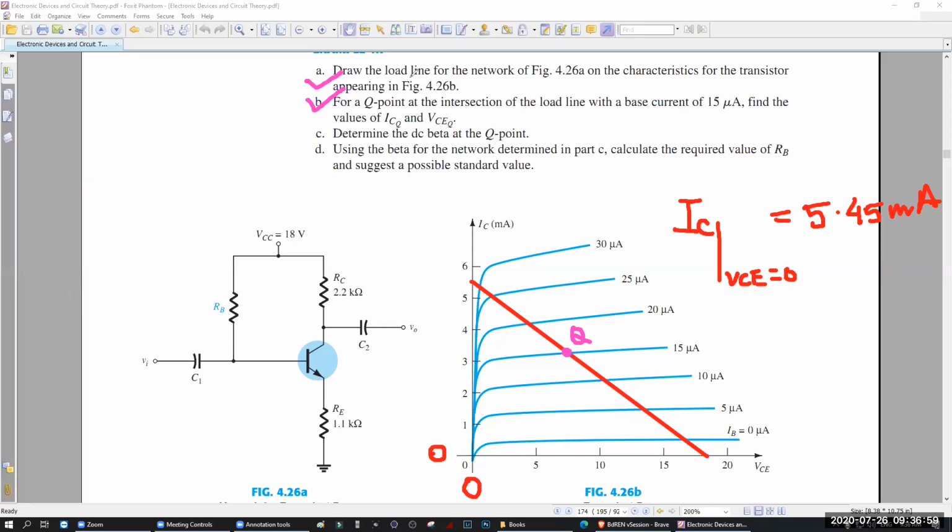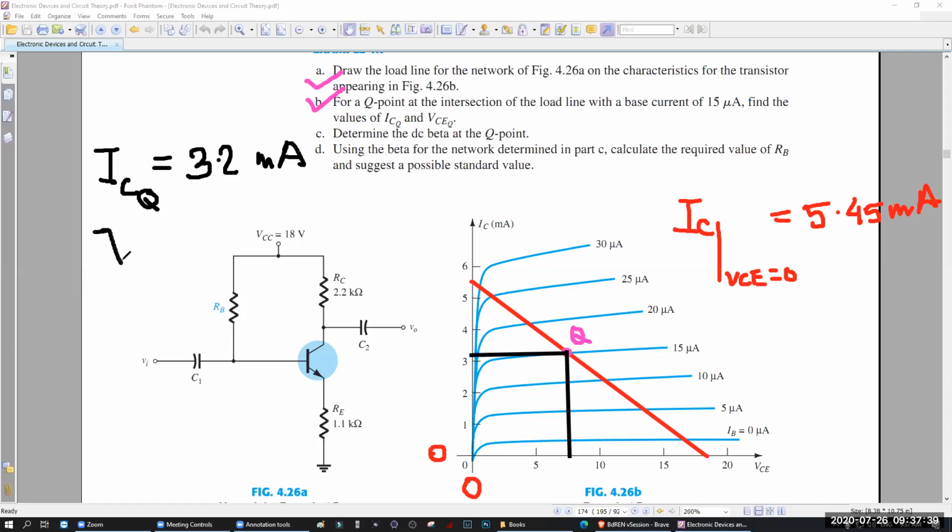Okay, at this point, what is the value of your IC? How to find? Draw a line. This is for IC. Draw another line. This is for VCE. So what is the value of IC? It should be ICQ, that means Q point IC. What is the value? Let's say this is 3.2, right? You don't have to be accurate. Remember, don't have to be accurate. Just be close, or 3.25 maybe.